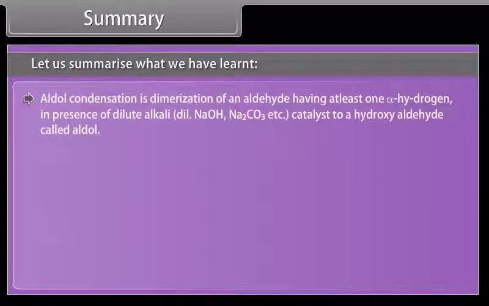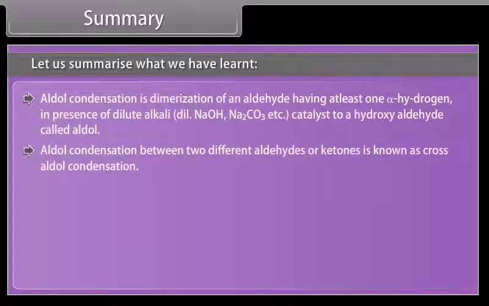Aldol condensation is the dimerization of an aldehyde having at least one alpha hydrogen, in the presence of dilute alkali such as dilute sodium hydroxide, sodium carbonate, etc., catalyst, to a hydroxyaldehyde called aldol. Aldol condensation between two different aldehydes or ketones is known as cross-aldol condensation.